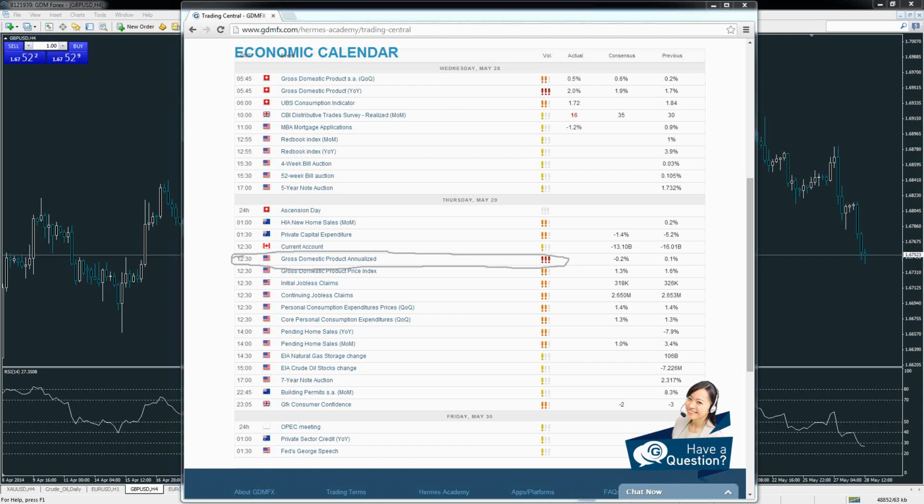The second most important piece of information in the economic calendar is the unemployment data and non-farm payrolls. That is something that we will witness tomorrow. As we can see, initial jobless claims here, continuing jobless claims.